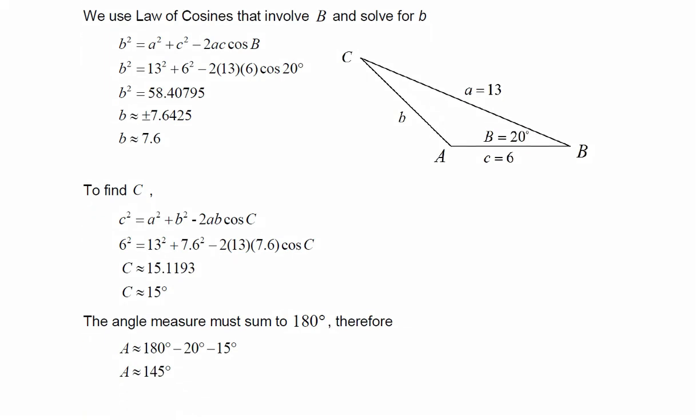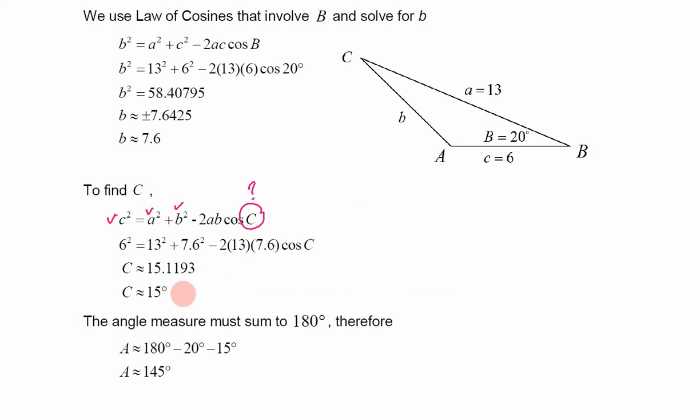Okay, so to find C, we can again use the law of cosine to get the angle C, because we have a, we have b, we have c. So we get 15 degrees. For trigonometry, please make sure you look at the mode of your calculator. Always make sure it's in degrees, unless the question asks you to give in radians.